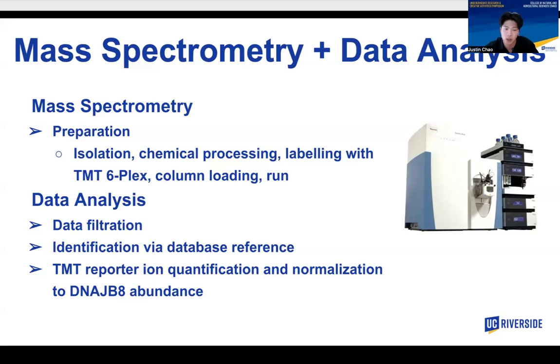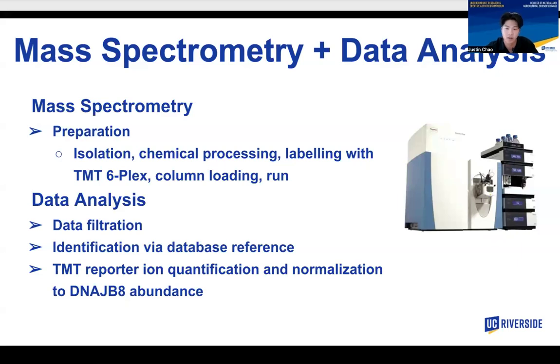We then load them into a liquid chromatography column and run them through the mass spec. In our data analysis, we've filtered to remove contaminant proteins as well as proteins that are unconfidently quantified. To identify peptides, the MS spectra is compared against an existing protein database, and that allows us to filter out decoy proteins, contaminants, immunoglobulins, and keratin contaminants.